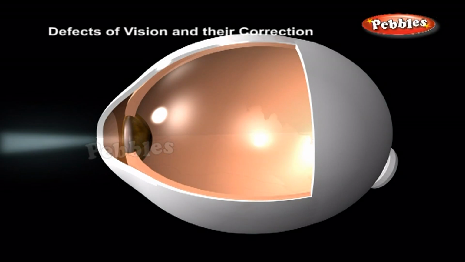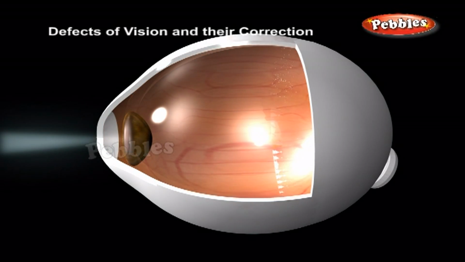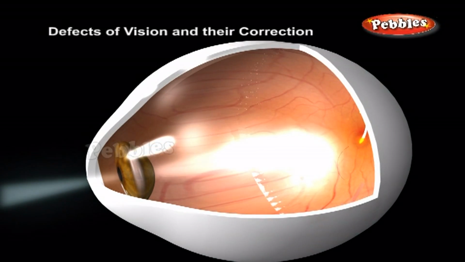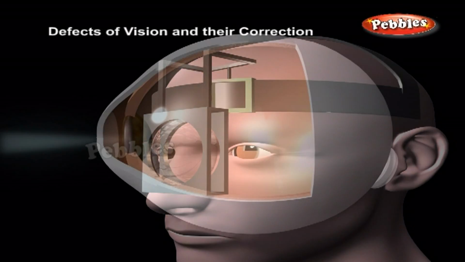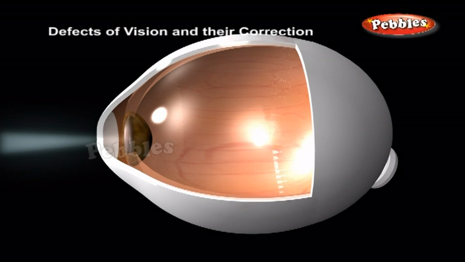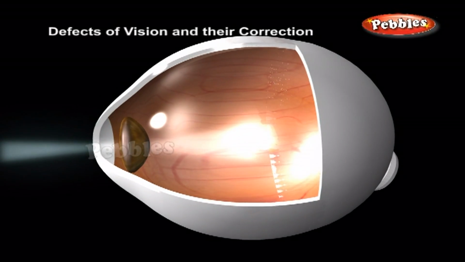This defect may arise due to 1. Excessive curvature of the eye lens, or 2. Elongation of the eyeball. This defect can be corrected by using a concave lens of suitable power. A concave lens of suitable power will bring the image back onto the retina and thus the defect is corrected.